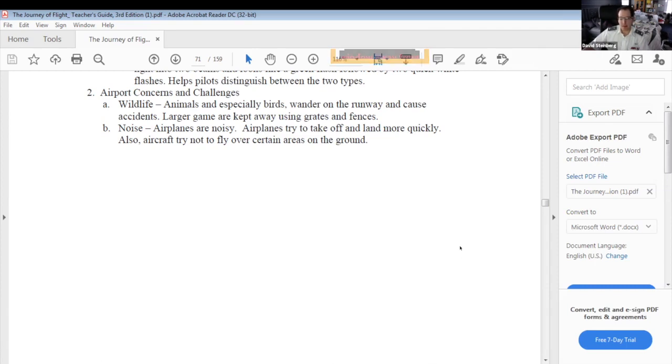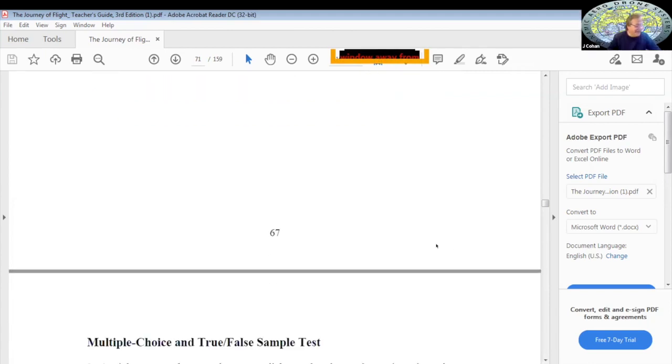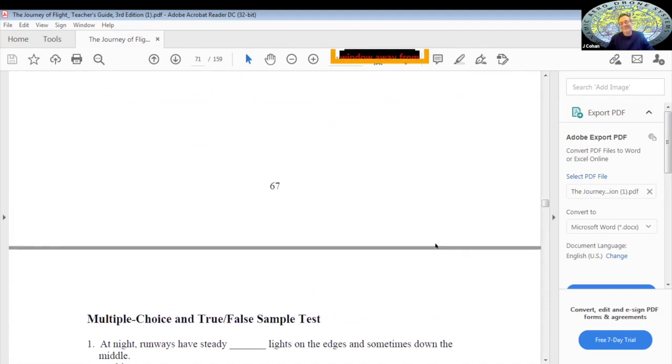Another area of concern is noise. And this is kind of a funny one for me because you'll often hear neighborhoods file complaints with the FAA, how dare the airplanes fly so low and constantly at night and blah, blah, blah. And to be honest, I'm wondering, the airport was there decades before you arrived. Why are you complaining? Why are you moving? They are so noisy. But okay, that's getting off topic.